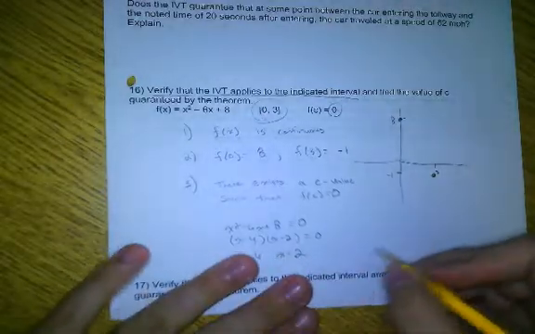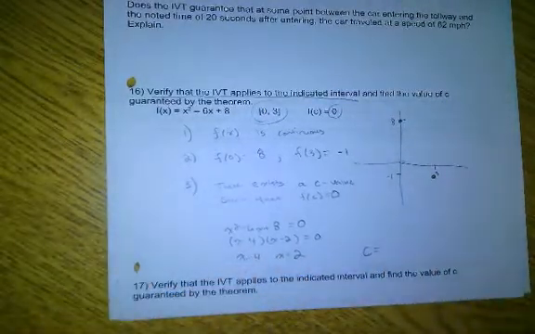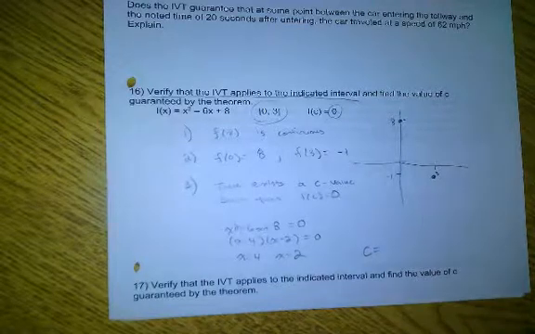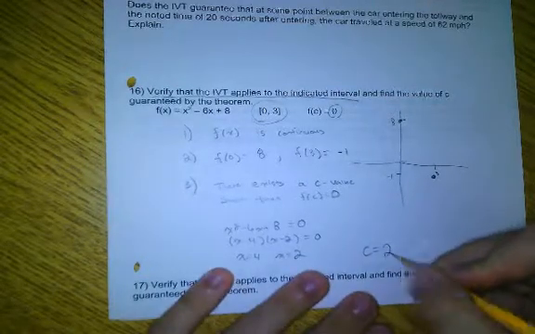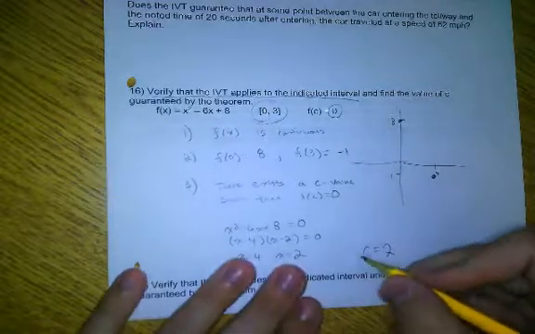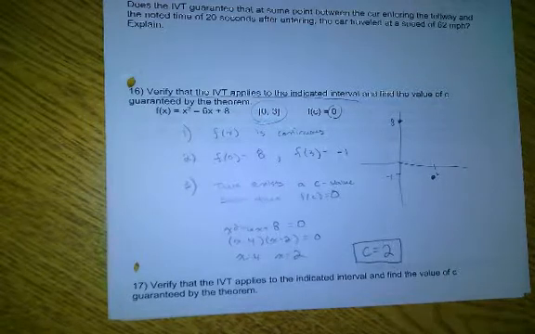So do we have our two x values? Do both of them graduate, or does only one of them graduate to a c? Only one of them. Which one graduates to a c? 2. And why is that? Because it's between 0 and 3. It's in the domain, the x's. So that's our c value.